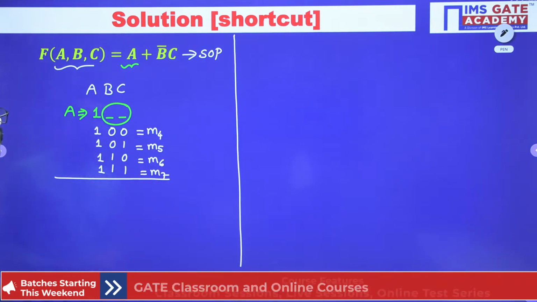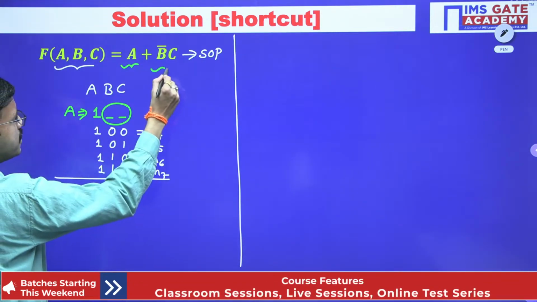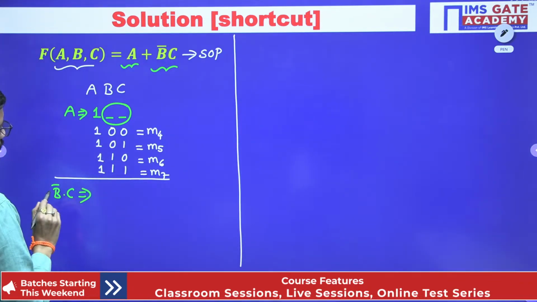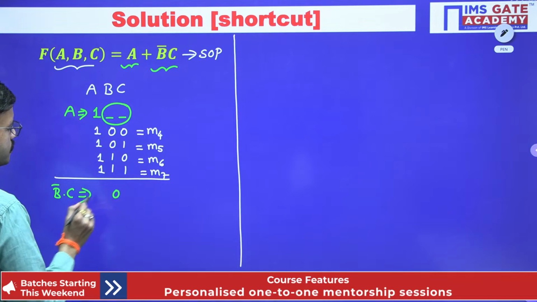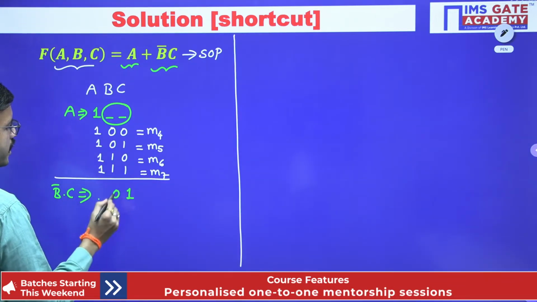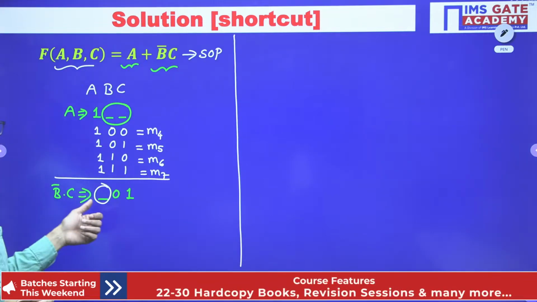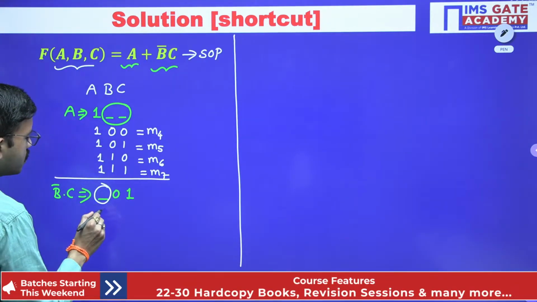Okay, right. Now consider the second term, that is B̄C. Here B̄ means B value is 0, C means C value is 1. Here A is missing. So if 1 bit is unknown, how many combinations will you get? 2 combinations, 0 and 1.